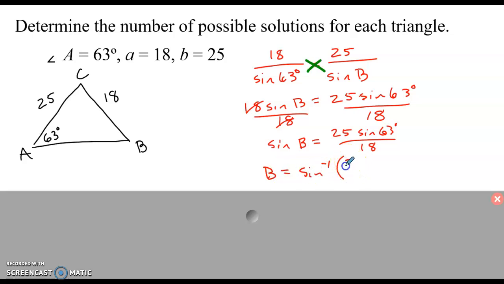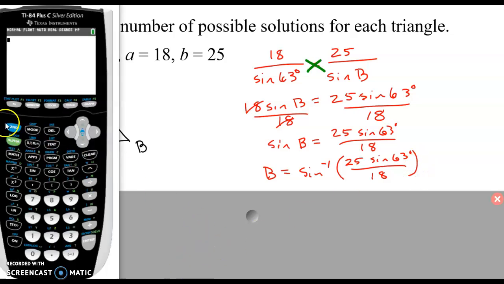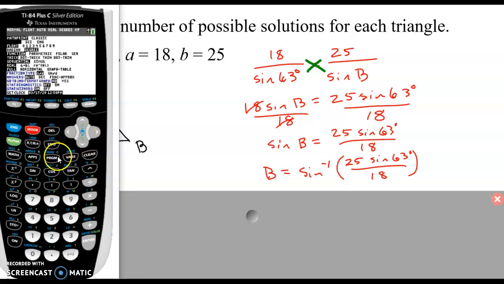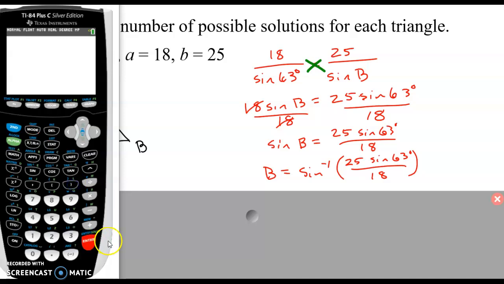And I can type all that into my calculator like so. Again, making sure my calculator is set to degrees. I can type inverse sine of 25 times sine 63 divided by 18. And then again, I'm going to make sure I'm in degrees. I am. So here we go. And I get, oh no, error.